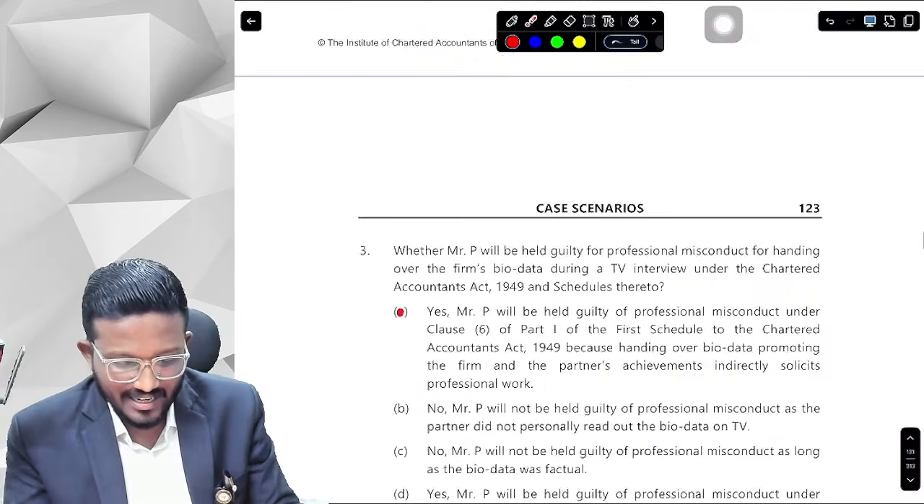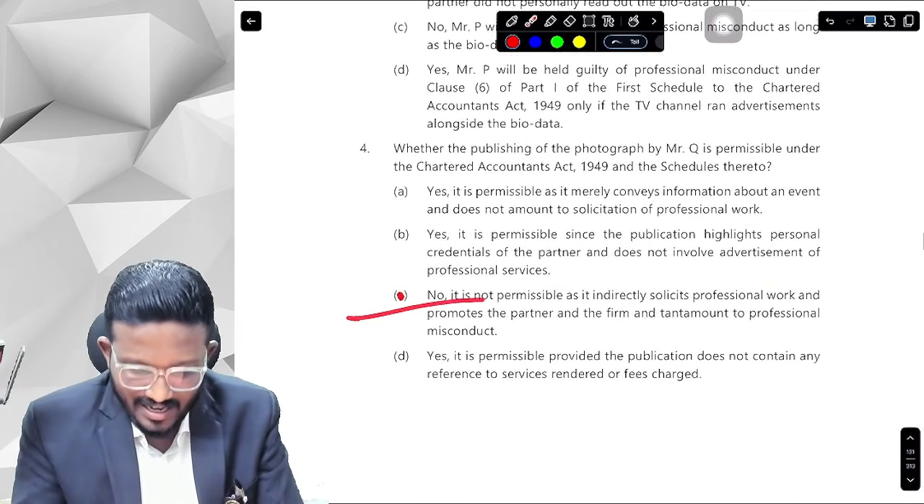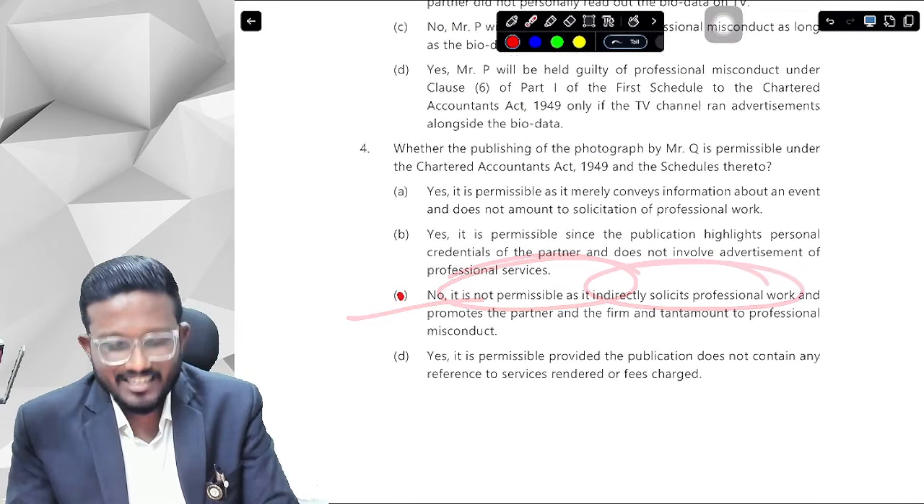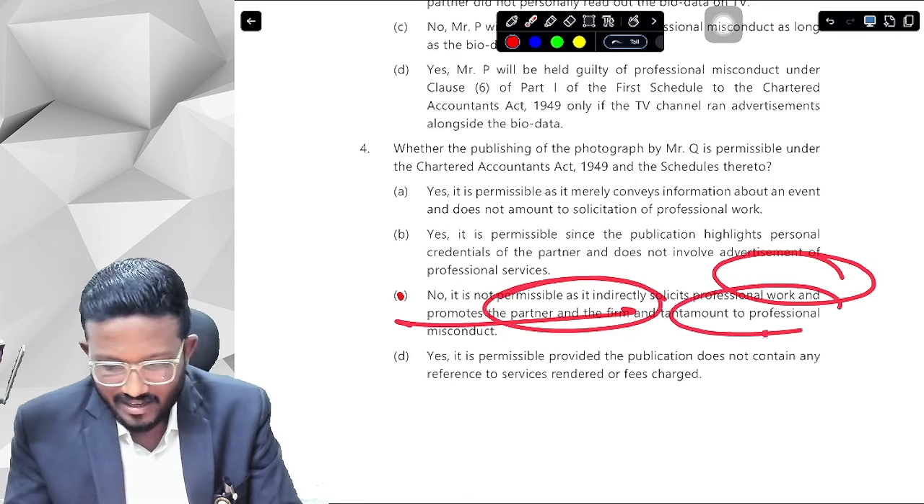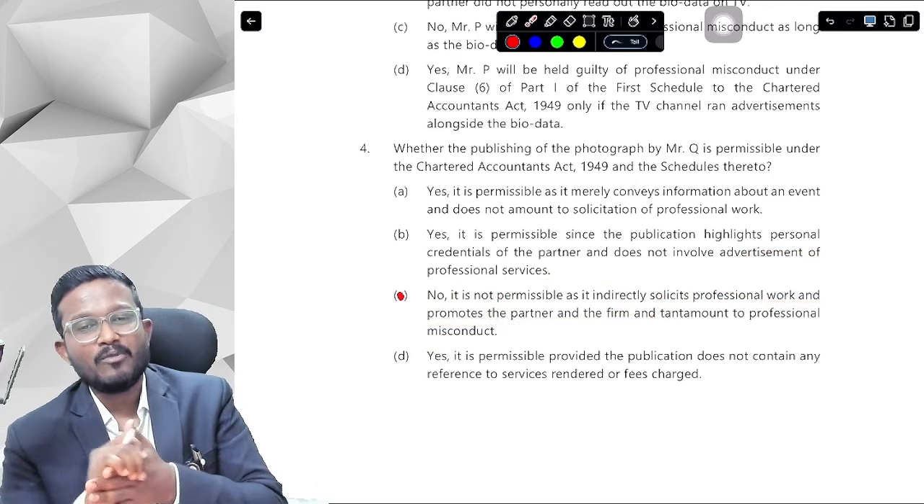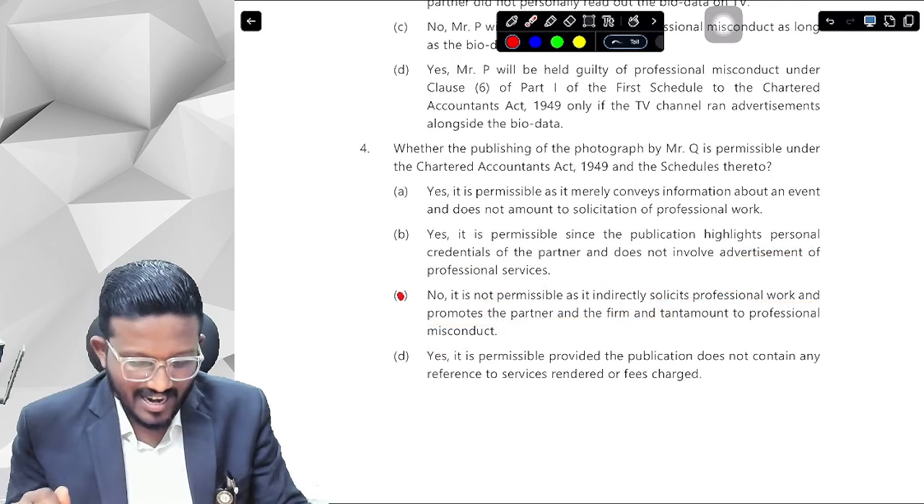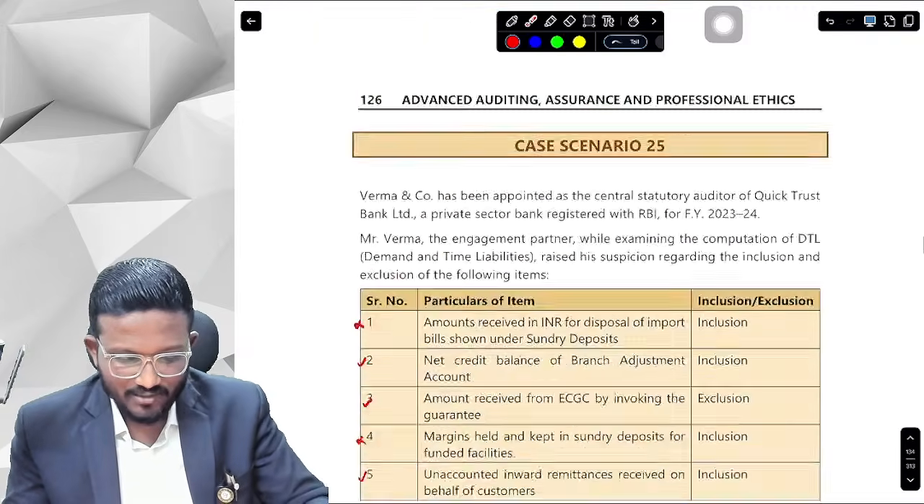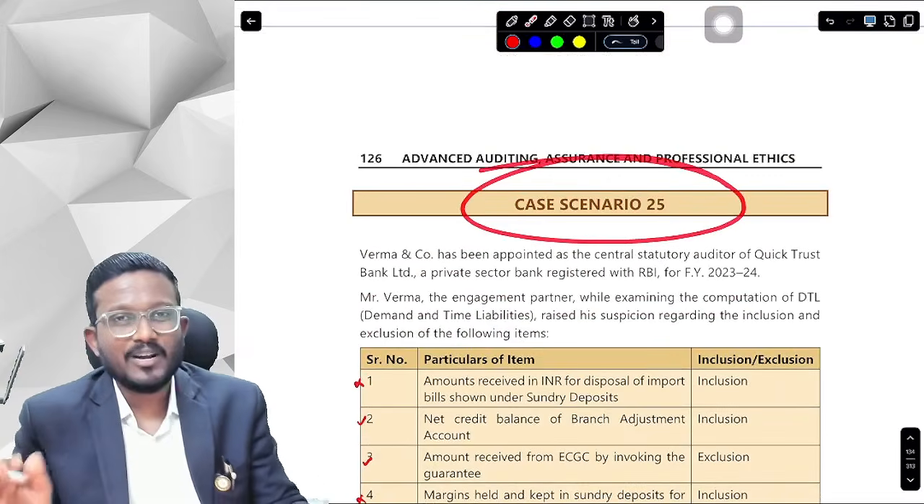So it is definitely a violation. He will definitely be guilty. It is not permissible because it is indirectly soliciting professional work and promoting the partner in the firm, and it will amount to professional misconduct. Okay, yes sir, this was your question number 4 and this was your case scenario number 24. Let's do case scenario number 25.